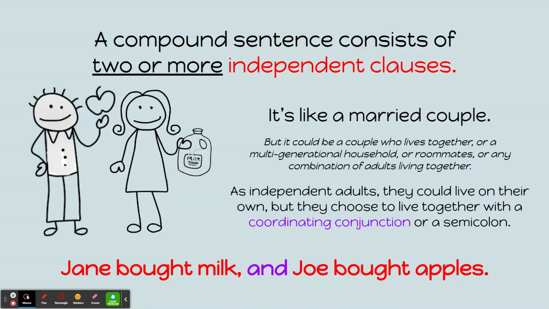A compound sentence consists of two or more independent clauses. So it's kind of like a married couple, or a couple living together, or a multi-generation household, or roommates, or any combination of two or more adults living together. As independent adults, they could live on their own, but they choose to live together with a coordinating conjunction or a semicolon. Jane bought milk and Joe bought apples.